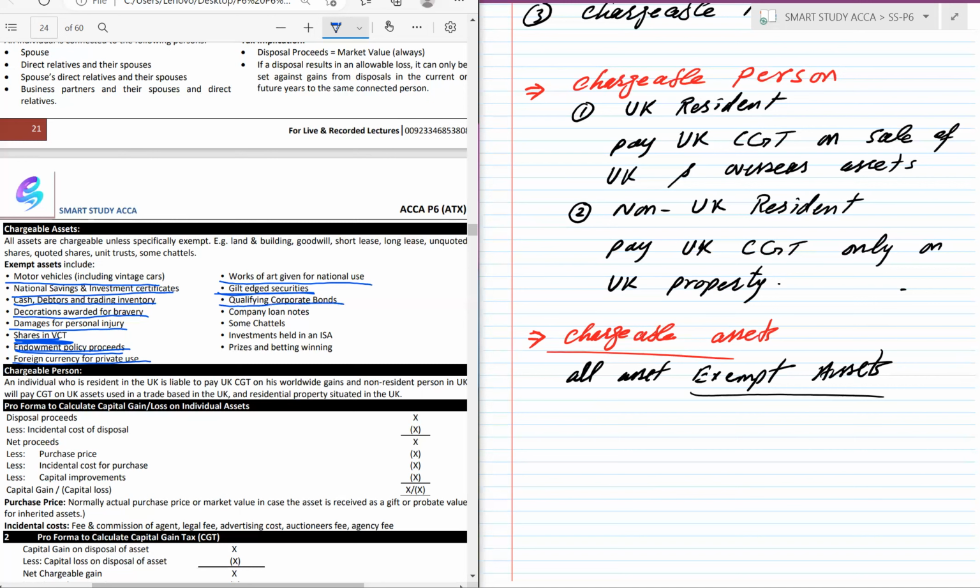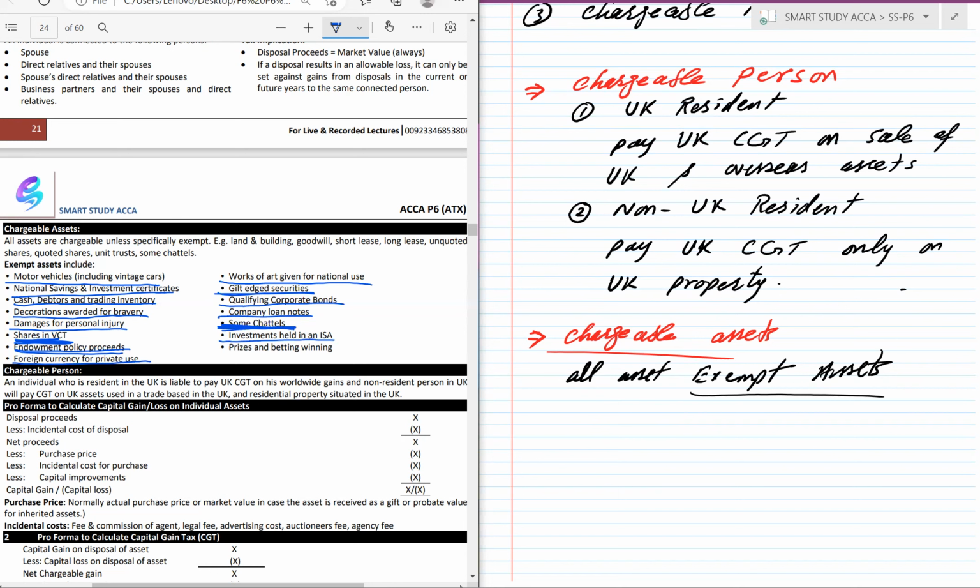Qualifying corporate bonds, company loan notes, chattels. What are chattels? Basically, tangible and movable assets are called chattels. For example, jewelry could be an example of tangible and movable assets. So all those assets which are tangible as well as movable are called chattels. There is a detailed topic on chattels. That's why I have written the word some. So few chattels are exempt and few chattels are chargeable.